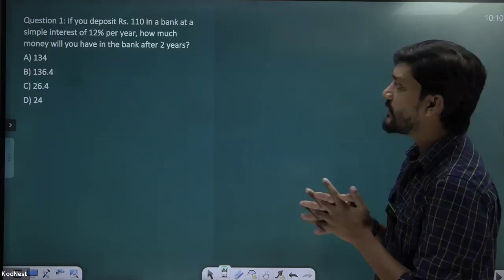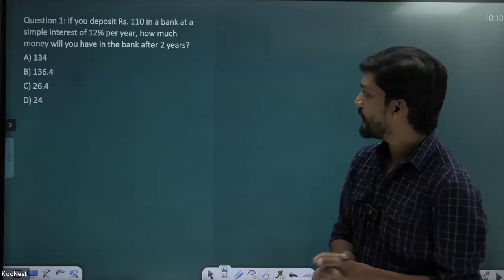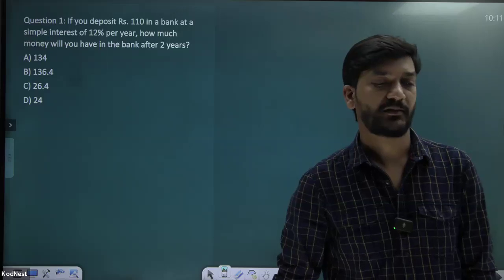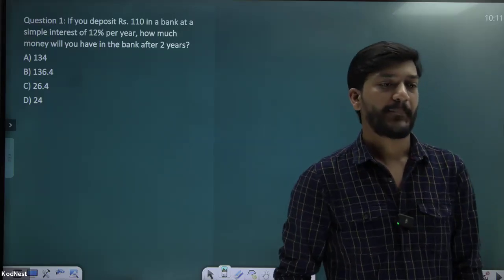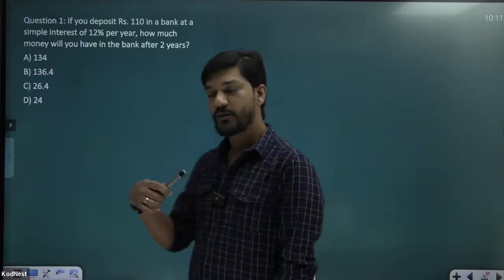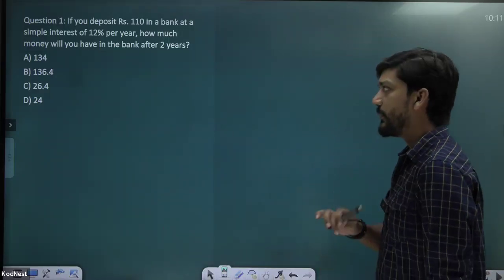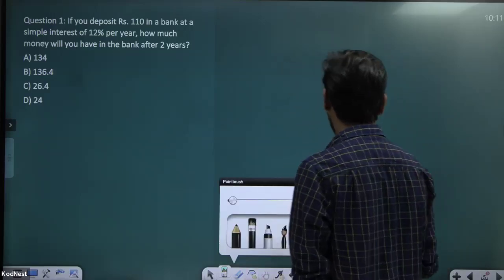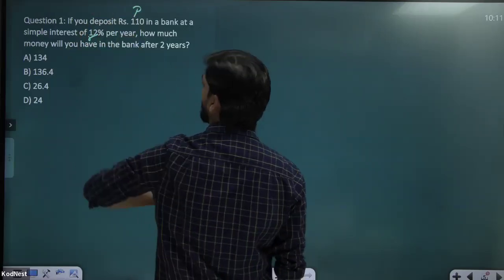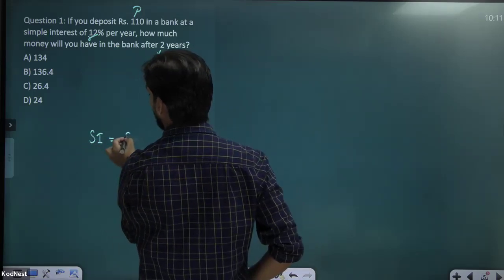Okay, so if you carefully see, if you deposit 110 rupees in a bank, that means the deposited value is given. So what value is this? The value you deposit or the value you take as a loan, that is your principal. All right, so this is your principal, this is your rate of interest, and this is your time. So all the values are given, so I will directly apply the formula.